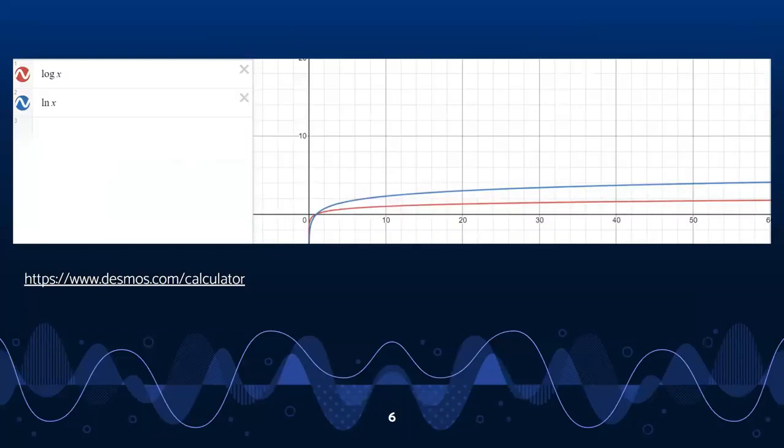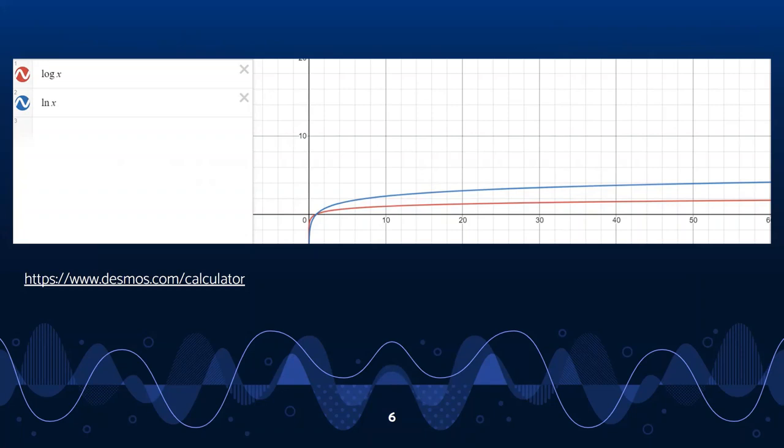And we can see these are graphed on Desmos. Desmos is a really good tool in level 2 and level 3 calculus to check graphs and functions. It's really helpful. So we can see the red line is log x, and the blue line is the natural log of x. And we can see they follow the same pattern, almost like a square root.